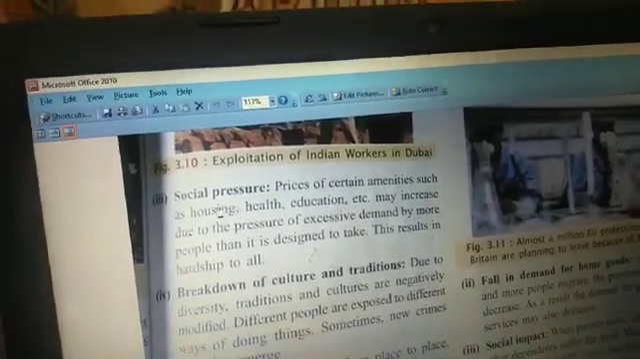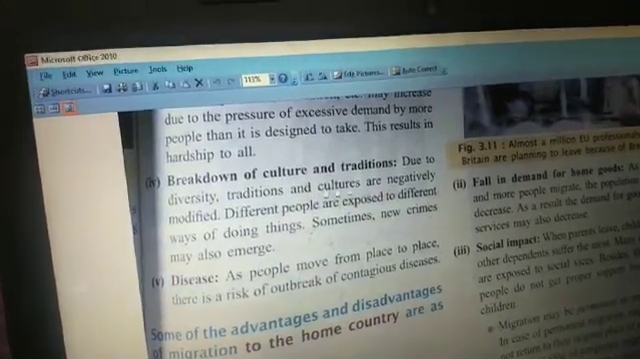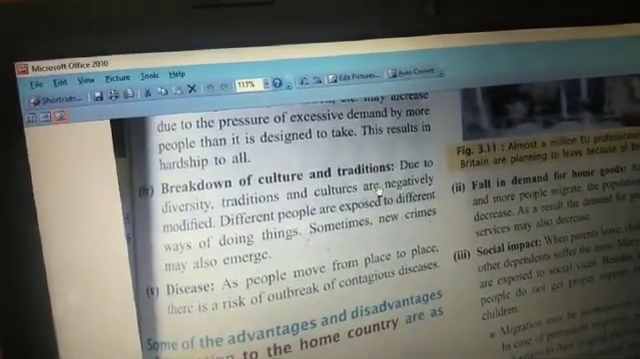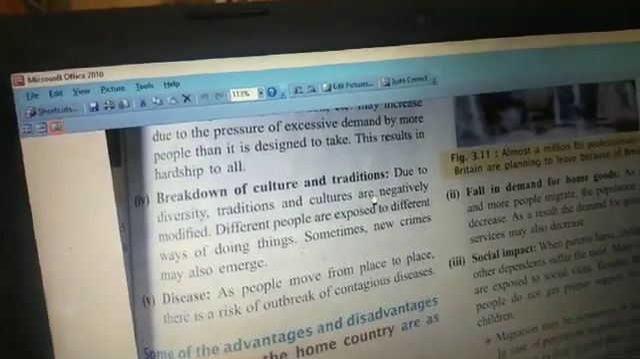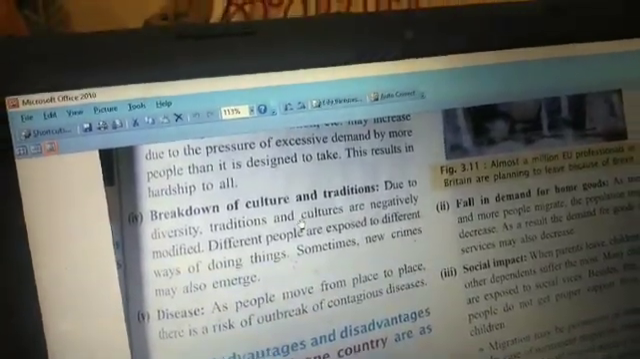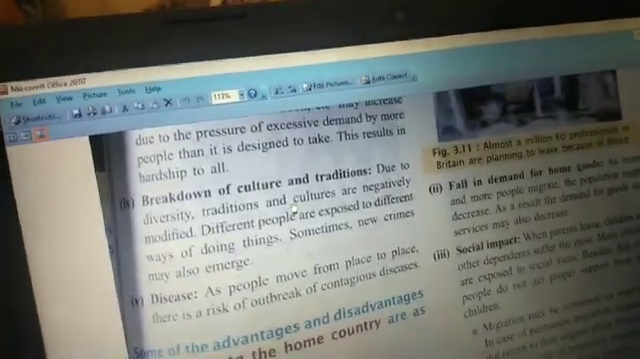So this all comes under social pressure and breakdown of culture and tradition. Just as we discussed the positivity of learning a good tradition of their local formalities, at the same time, you are an Indian, and you will be introducing your rules and regulations and following your own tradition and culture in that US country.